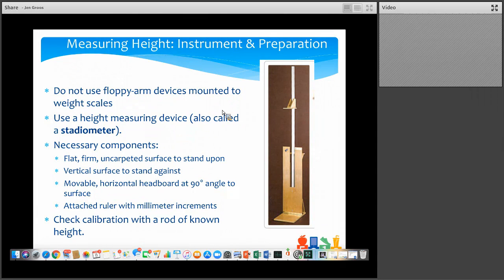And then furthermore, it's important to check the calibration of that device, just like anything else, with a rod of a known height to make sure that you're reliably able to get the correct measurement of that known height.